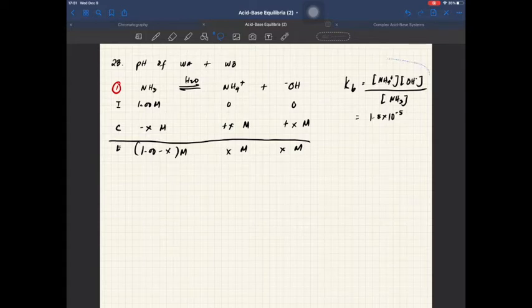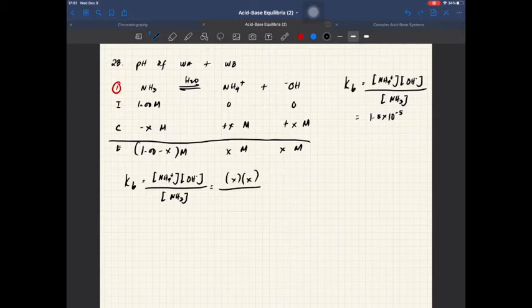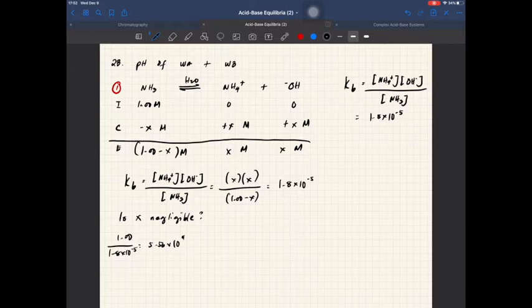Using the Kb expression, we can just substitute the equilibrium concentrations of each of the species. For the ammonium, we have X. For the hydroxide, we also have X. For the ammonia, we have 1 minus X, and the value of the Kb is 1.8 times 10 to the negative 5. In order to make our lives easier, let's check whether or not X is negligible. If we calculate 1 divided by 1.8 times 10 to the negative 5, we get a value of 5.56 times 10 to the positive 4. So therefore X is negligible.